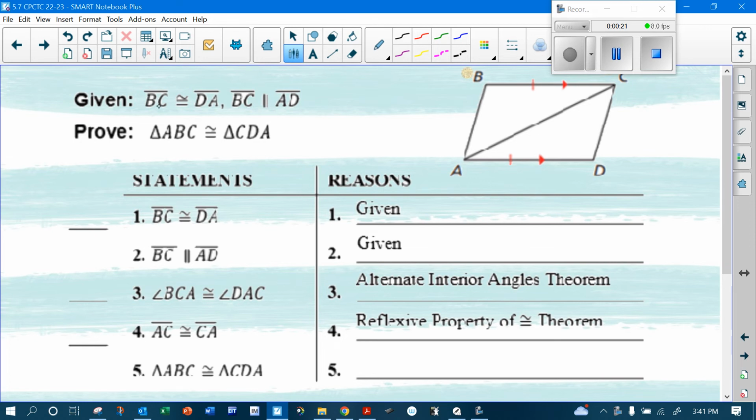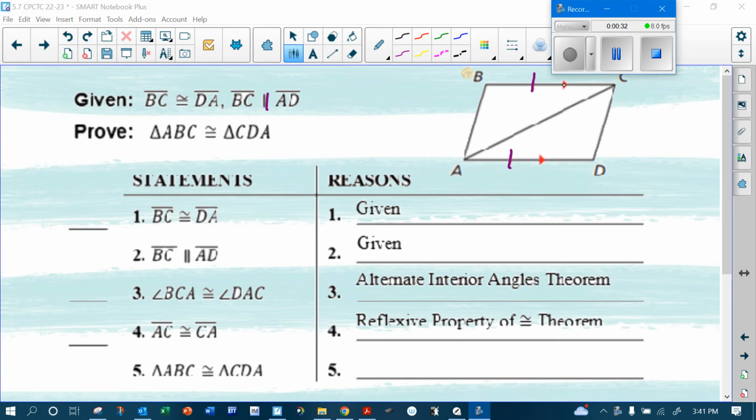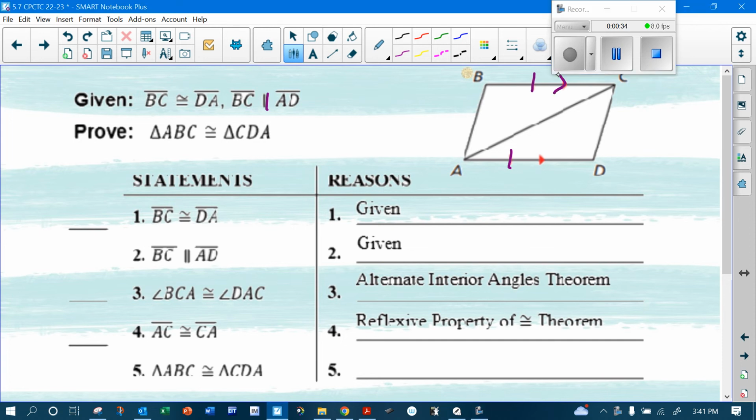So given, BC is congruent to DA. It was already marked, but I'm just reiterating. BC is parallel to AD. Again, it was already marked, just putting it on there, okay? So they have marked BC is congruent and marked it given. BC is parallel and it's given.